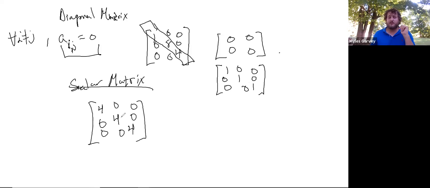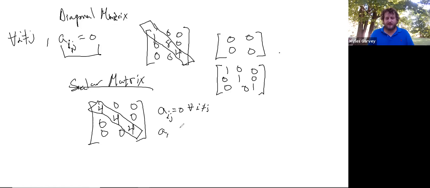Okay, so it doesn't matter how big the matrix is, so long as all the numbers on the diagonal are the same, we refer to that as a scalar matrix. So we basically say Aij is equal to 0 for all i not equal to j, and Aii is equal to some number, let's say c, some constant c, for all i. Okay, that's basically the definition of a scalar matrix.